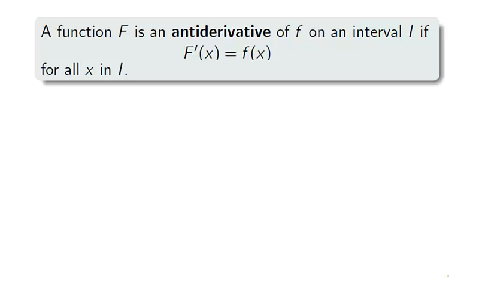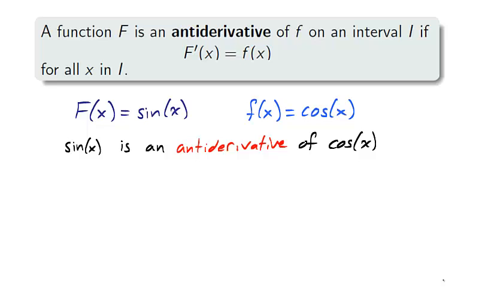We now move from a graphical to a more algebraic analysis of antiderivatives. A function big F is called an antiderivative of little f on an interval I, if the derivative of big F is equal to little f for all x in the interval. Take for example sine x is big F and cosine x is little f. The derivative of sine is cosine, so sine of x is an antiderivative of cosine x.